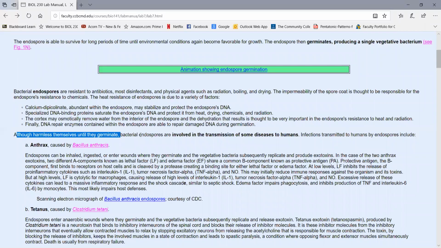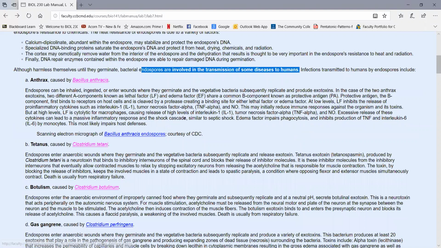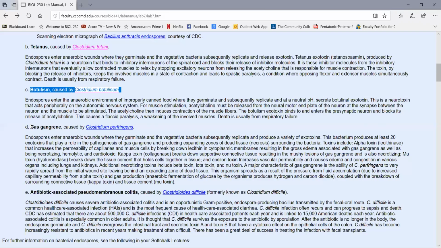But the endospores are often involved in the transmission of some diseases to humans. We'll be talking about each of these diseases later on in Unit 3 when we get to bacterial pathogenicity. But examples of diseases that are caused by endospore producers include anthrax caused by Bacillus anthracis, tetanus caused by Clostridium tetani, botulism caused by Clostridium botulinum, gas gangrene caused by Clostridium perfringens, and antibiotic-associated pseudomembranous colitis caused by Clostridioides difficile, that used to be called Clostridium difficile.